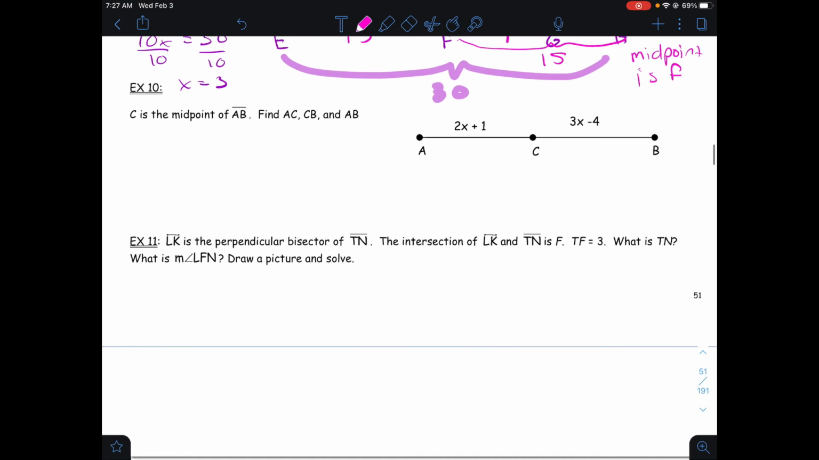All right. Second to last one. You guys are doing good. So it says C is the midpoint of AB. Find AC, CB, and AB.